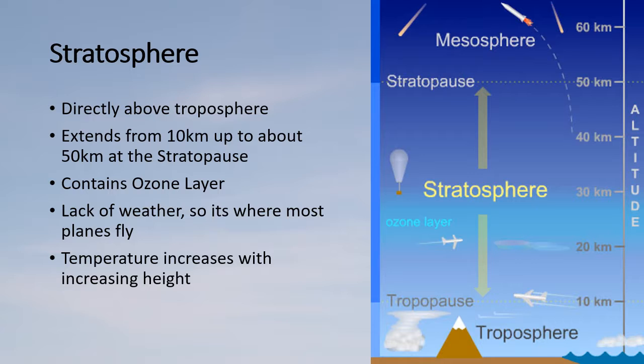Our stratosphere, this is directly above our troposphere. Troposphere is topped off by the tropopause, and then we go into the stratosphere. This extends from about 10 kilometers up to about 50 kilometers up, where we have our stratopause, which is just the top of the stratosphere. This is where we're going to find our ozone layer, where we have 3 oxygen atoms bound together. This is what's protecting us from UV light. There's a lack of weather here, so this is where the majority of our planes try to fly. And our temperature increases with increasing height.